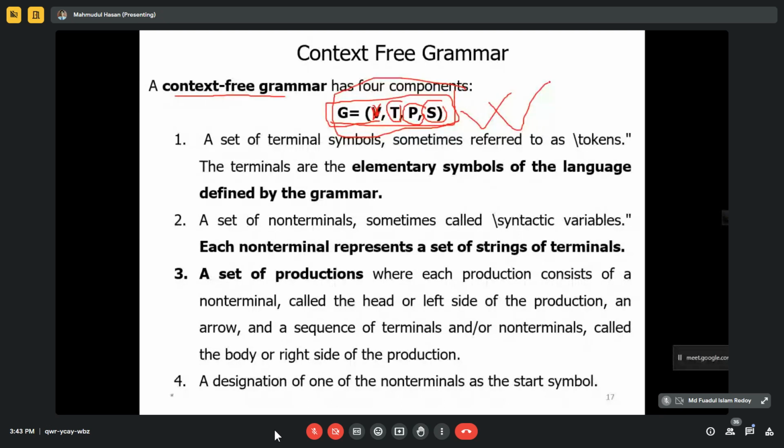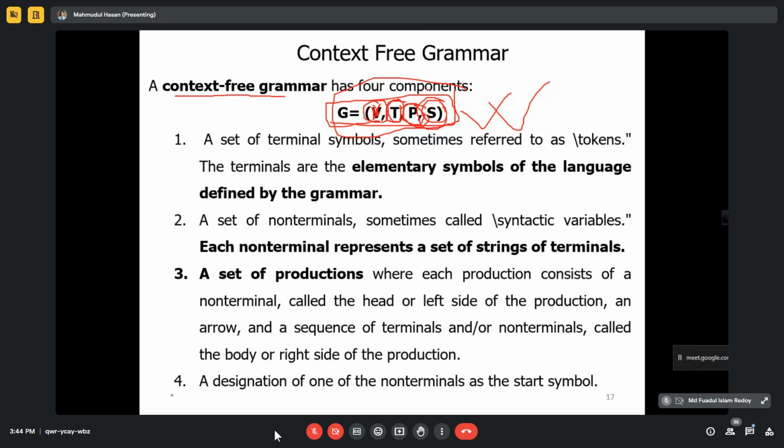Everyone? Yes, sir. Can you please repeat this again, sir? So B is the set of non-terminals. T means the set of terminals. P means the set of production rules, and S means the start symbol.